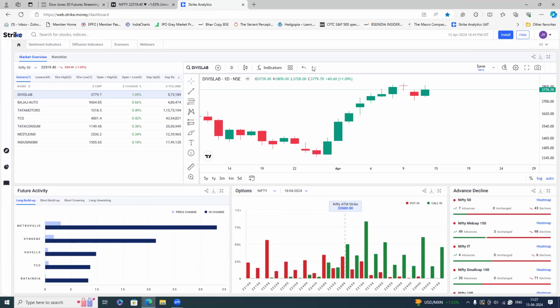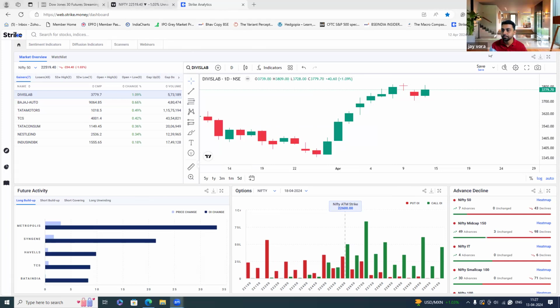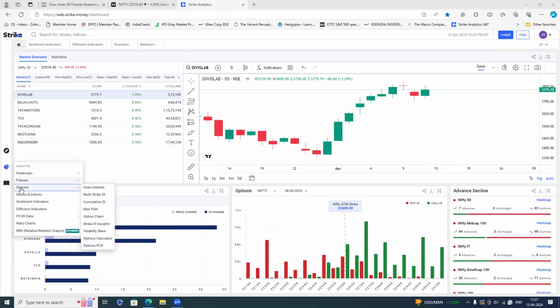Falguni Banerjee. Hello, good morning. May I be audible? Yes. My question is, can I apply this sentiment indicator for other indices like Nifty IT, Nifty FMCG, Nifty midcap, smallcap, etc.? And stocks also?